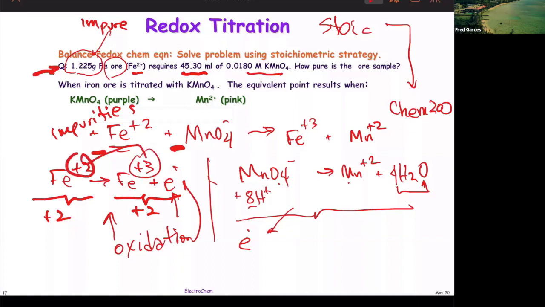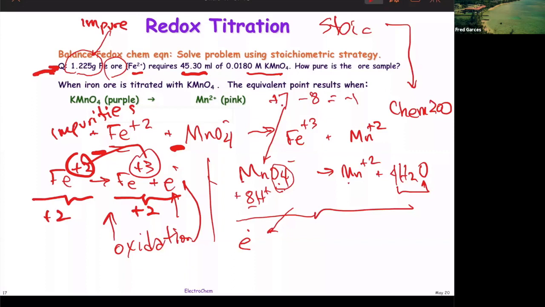This is a reduction. If you look at the charge on manganese, oxygen is -2, so that's -8. The whole thing is equal to -1, so the manganese has to be +7. So it goes from +7 to +2. That's a reduction.